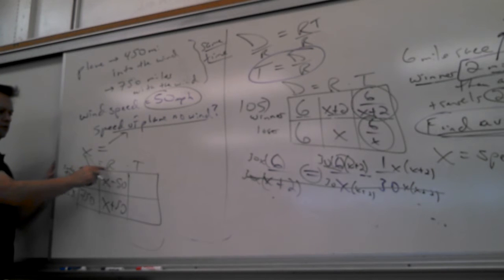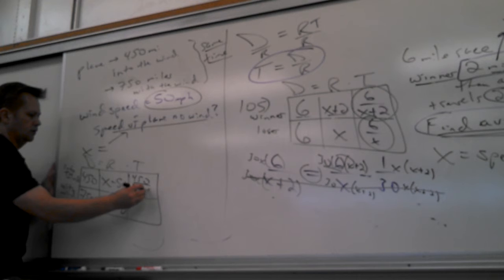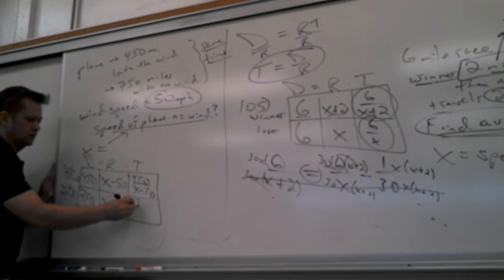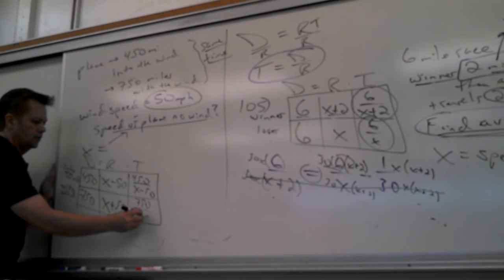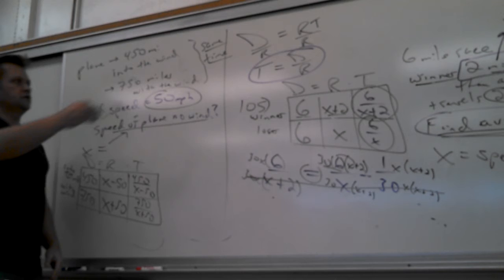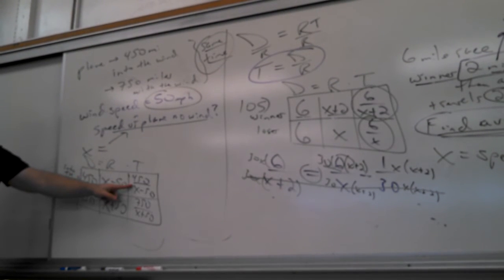Time is... So what do I put here? 450. Good. Distance divided by rate. Same thing, except now it's going to be 750 divided by x plus 50. Now what piece of information have I not used yet? The x? No, you have that. The speed with no wind? No, I've used that. That's what x was. I haven't used this piece of information. So this time has to be equal. There's your equation.